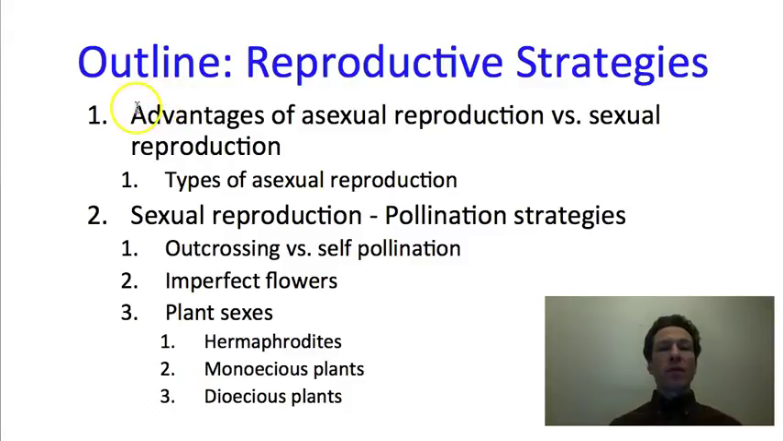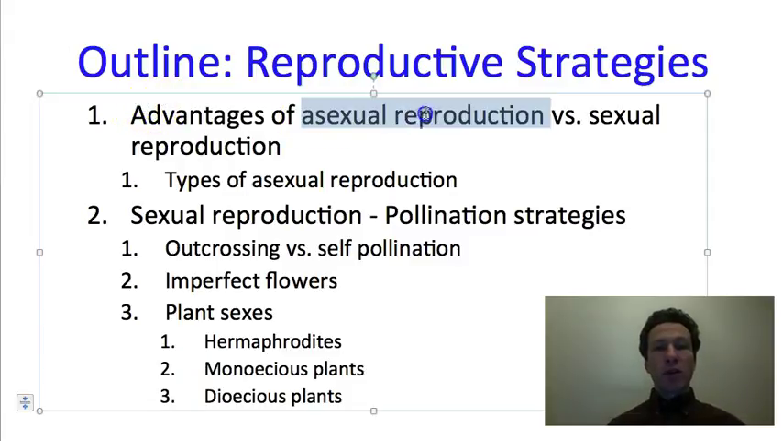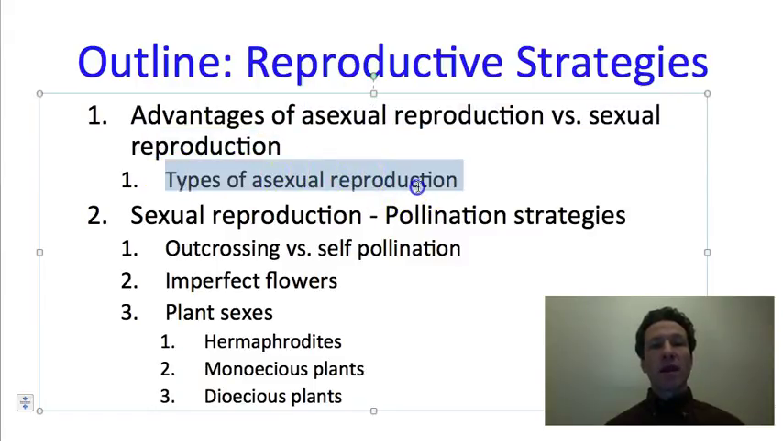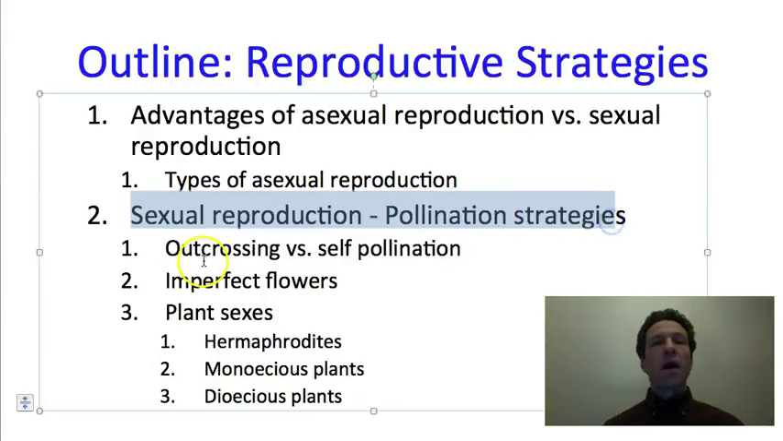Today we will talk about asexual reproduction, and we'll compare it to sexual reproduction. We will then talk about some different types of asexual reproduction. After that, we will switch gears and focus on sexual reproduction and talk about some different pollination strategies. We will talk about outcrossing or cross-pollination compared to self-pollination. We will talk about some different ways flower parts can be organized.